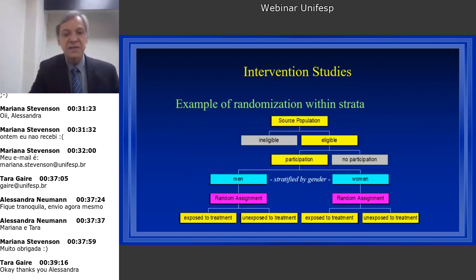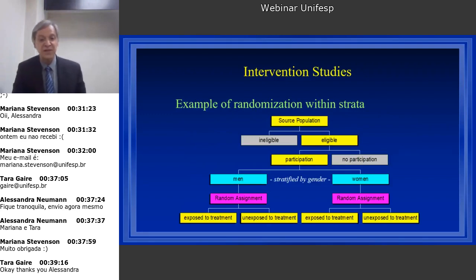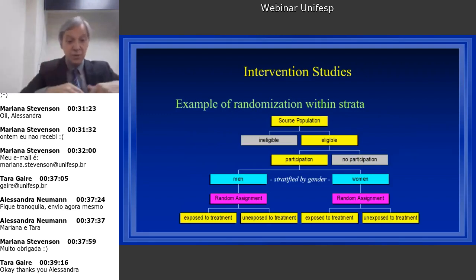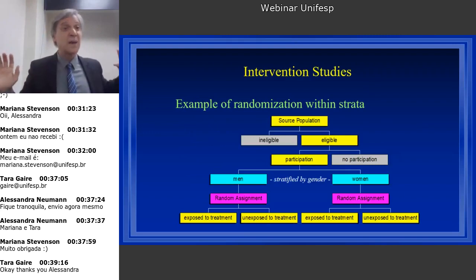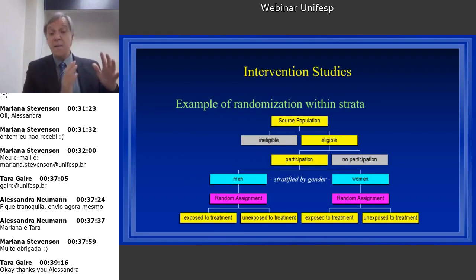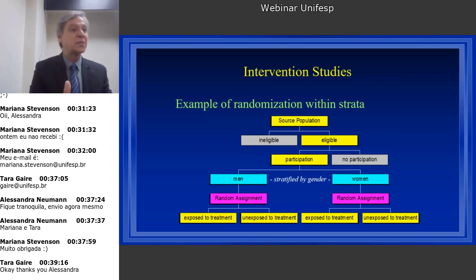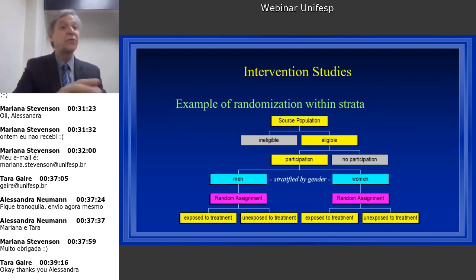Just read it. This is an example of randomization within a strata. I have the participants. Now I'm going to randomize, but I'm not going to randomize all participants together. I'm going to randomize men within men, women within women, into treatment or no treatment. And therefore, I guarantee that all the women will be equally divided. I would have 50% of women treated, 50% not. But if I had randomized participants, I may end up with 50-50 men, women, but not all women.